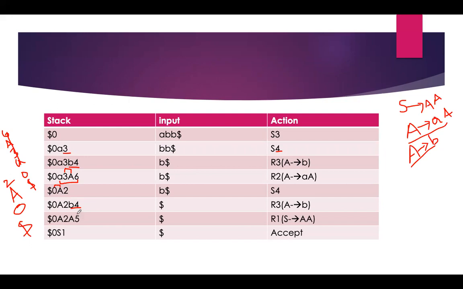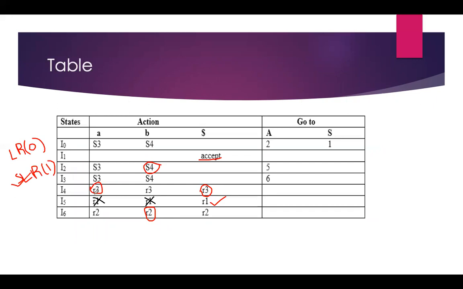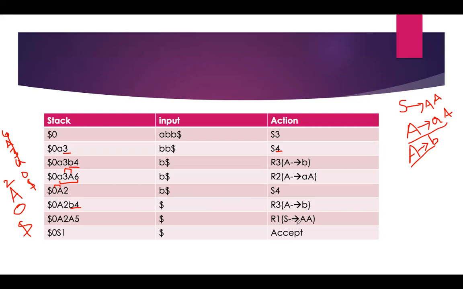Here again we need to check 2A, and again it is 5. The stack is 5 and dollar, and we need to check it. 5 and dollar is rule number 1. What is rule number 1? S tends to A. Here there are two symbols, so we need to reduce four, that means this A and this A, including these numbers, to S. So I have written 0 and S.